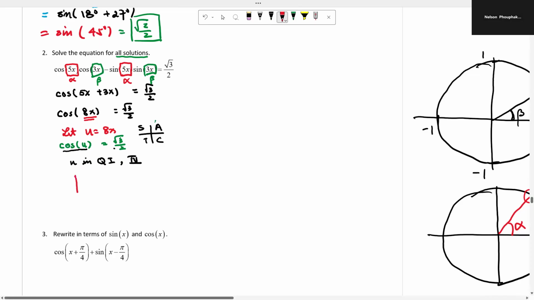That means I will have the solutions in quadrant 1, and I also have the solutions in quadrant 4. Then what we need to do, properly, is find this reference angle u bar.